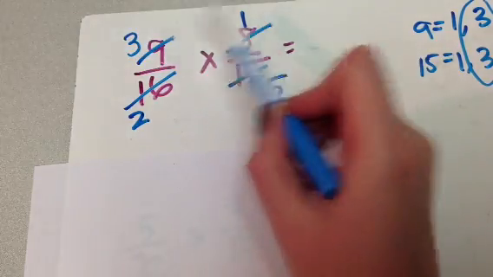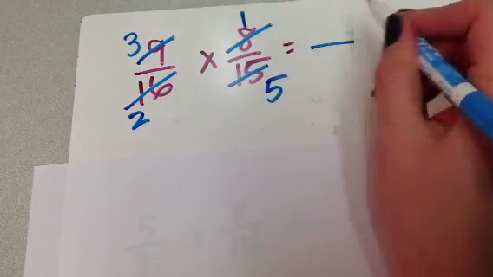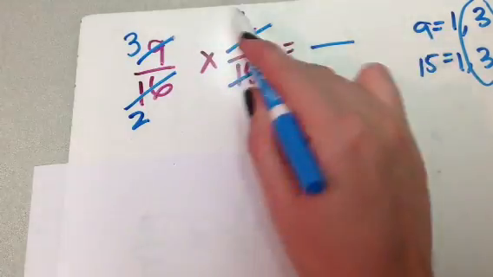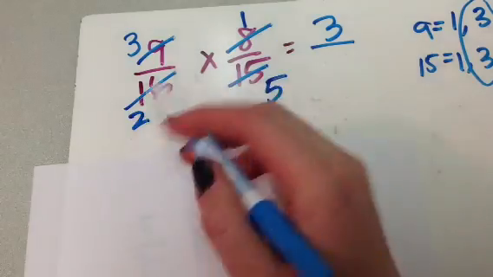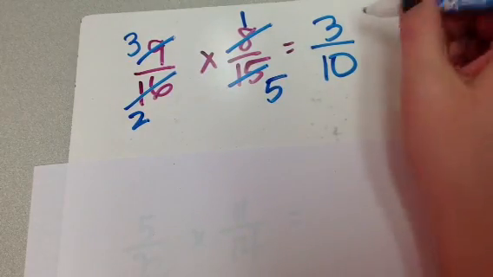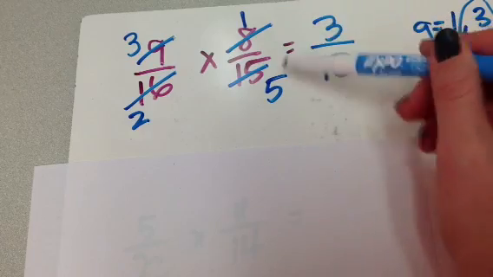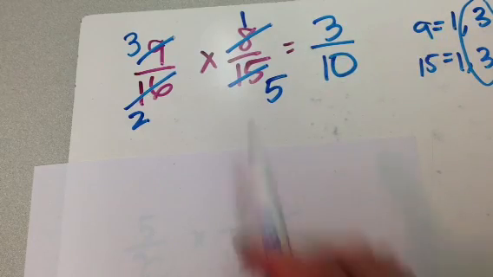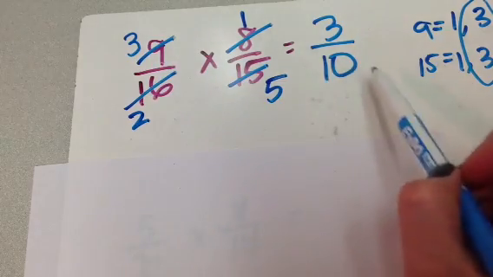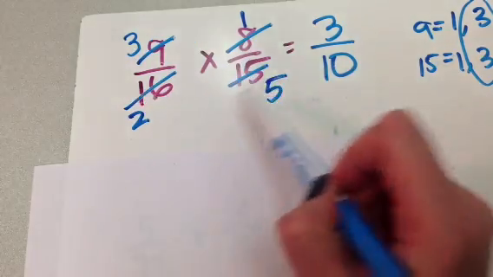Now I'm going to multiply those new numbers that I've created to find my new top and bottom number. So 3 times 1, 3. 2 times 5, 10. There's my new fraction, my answer. Without having to get 72 over a big humongous number and reduce it down that way, I've reduced within the problem.